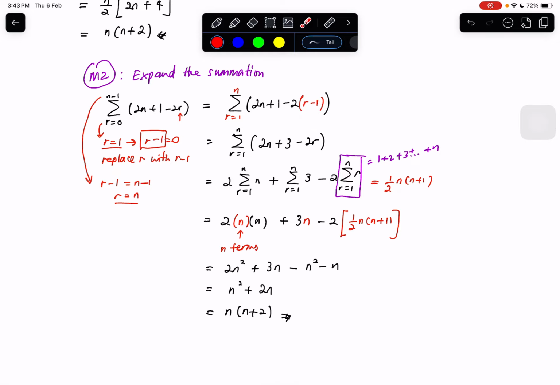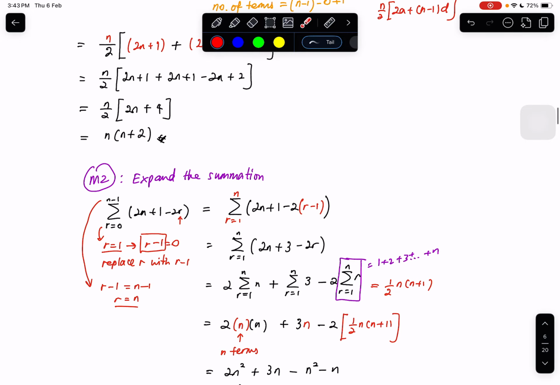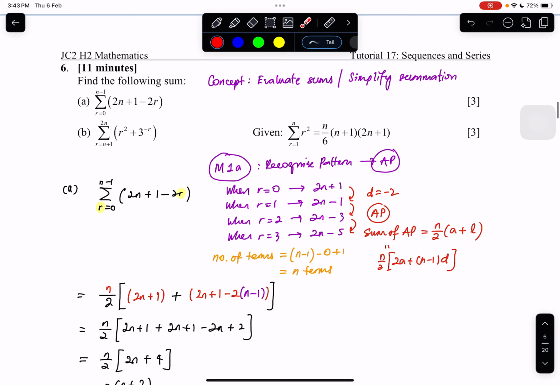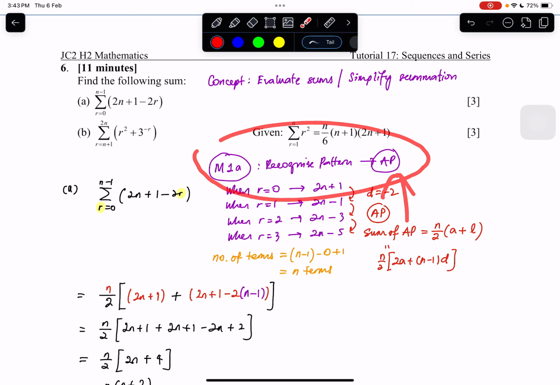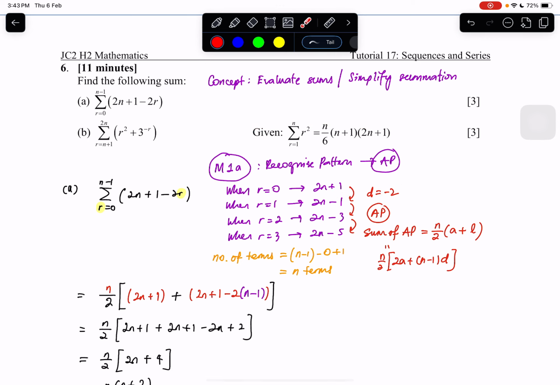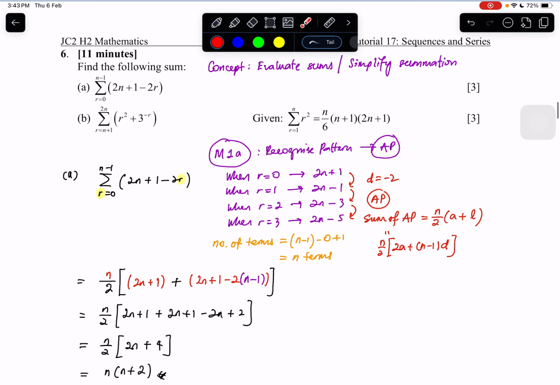But in general, which would be the easier method? Of course, it would be to recognize the pattern and to recognize that it's an arithmetic progression. So your eyes need to be really alert to really see these patterns. Okay, so this would be for 6 part A.